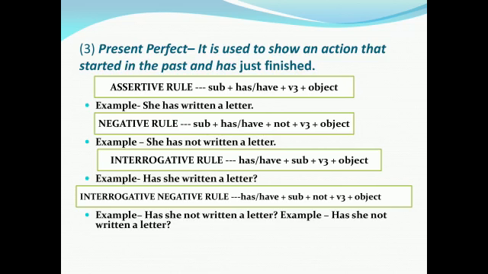Interrogative again can be a negative sentence also. Has she not written a letter? And the rule, the same way, we'll add not along with that. Has or have with plural subject plus subject plus not plus V3 plus object. So in plural subject, children, if we have to take, have they not written a letter, or have they not written their letters?